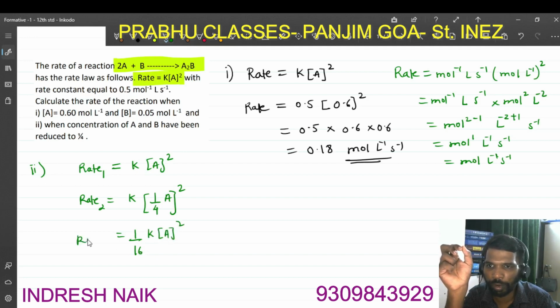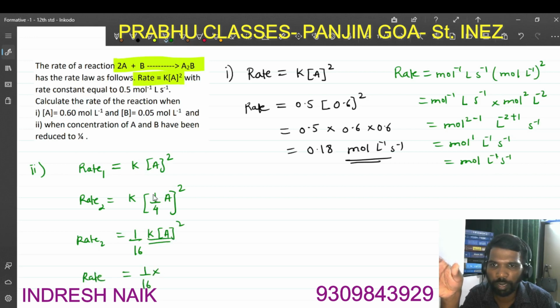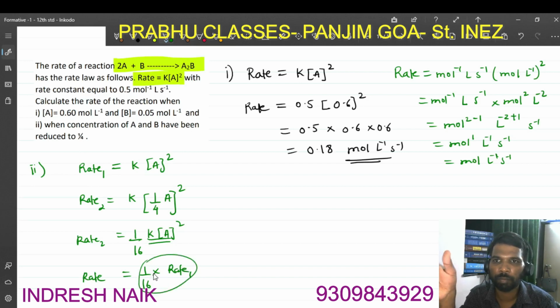This is the new rate, right? Since the concentration has reduced, it is 1/16 because it was squared. So rate 2 is 1/16 of rate 1. So the rate of reaction is 1/16th of rate 1. Yes, it is this.